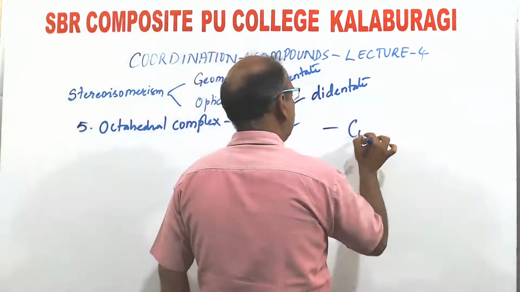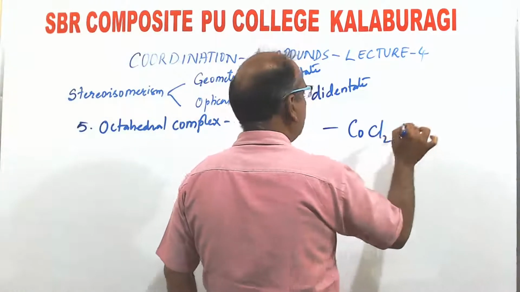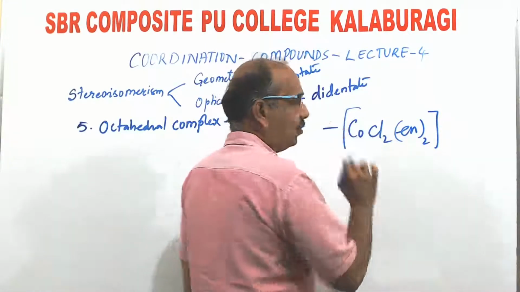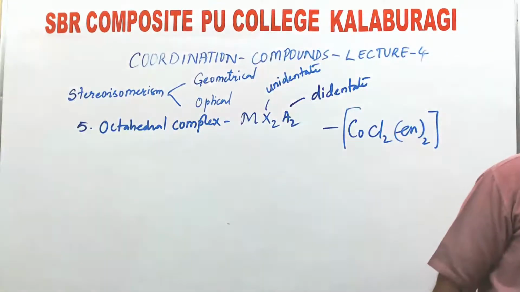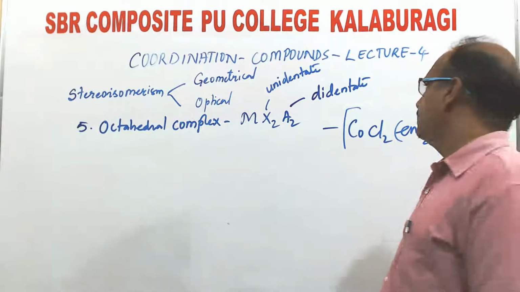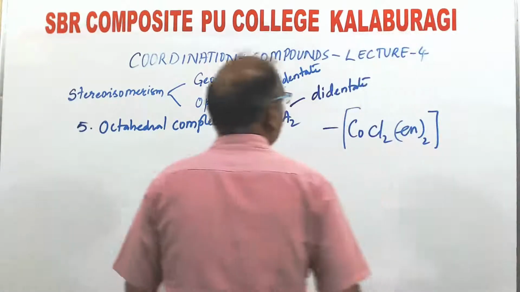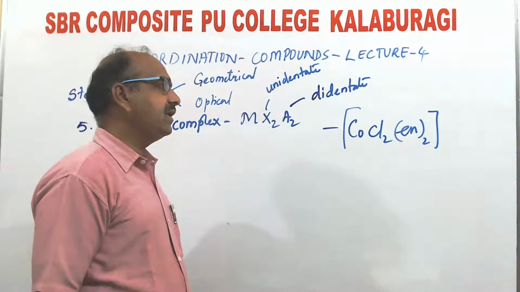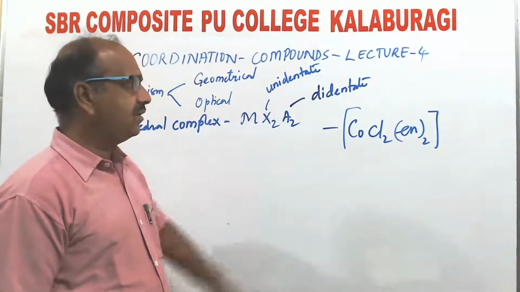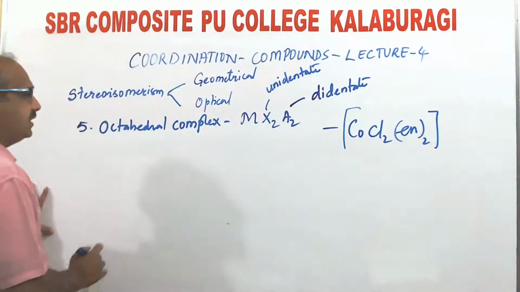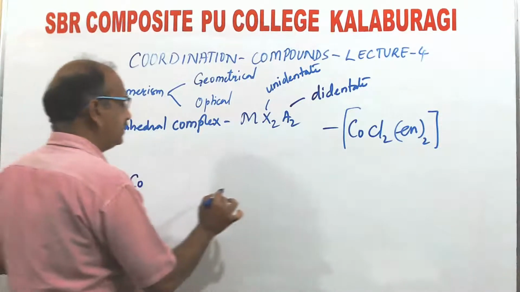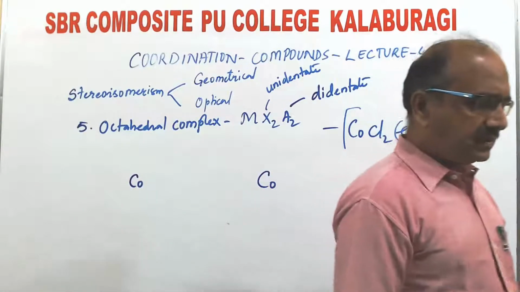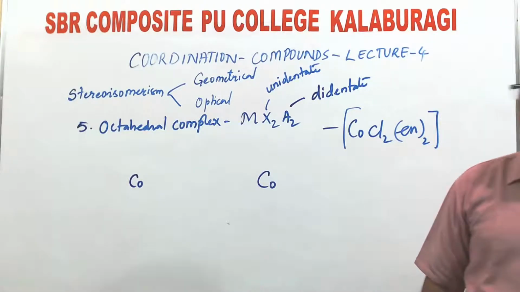Example for this: Co(Cl)2(en)2, cobalt dichloride and ethylene diamine twice. So the name shall be dichlorobis(ethylenediamine)cobalt, and the oxidation state. Here, cobalt is at the center, and once it will be cis, other time it is going to be trans.